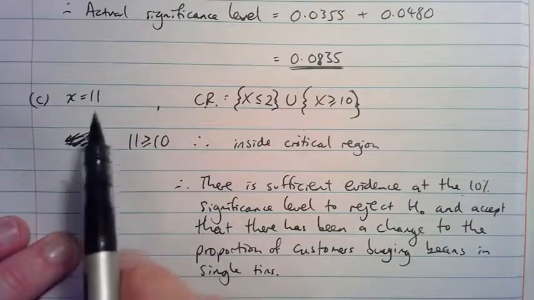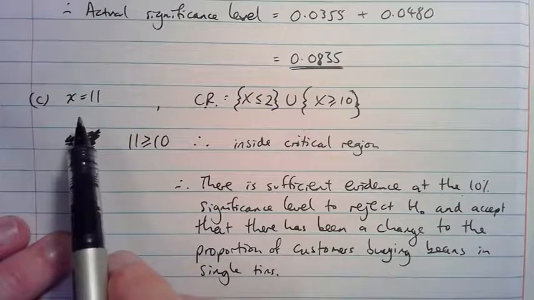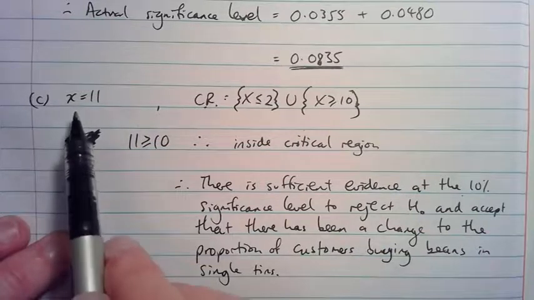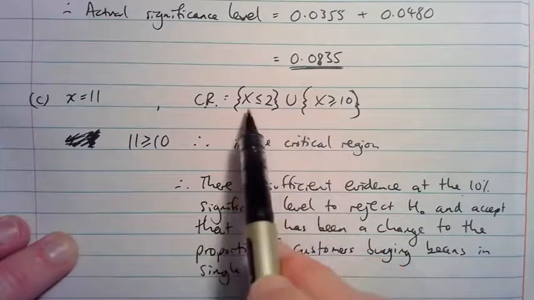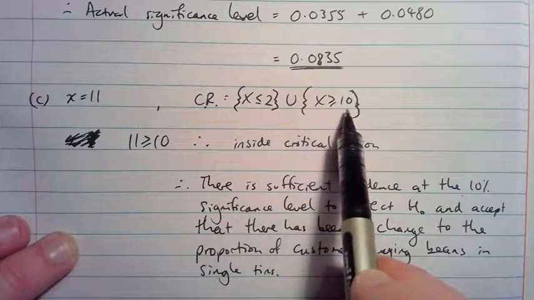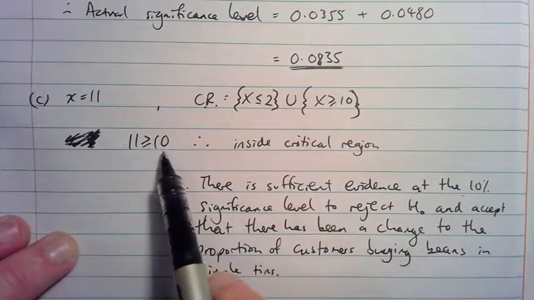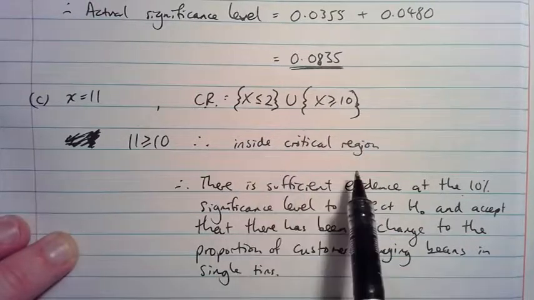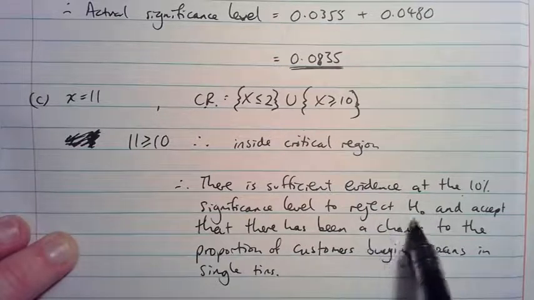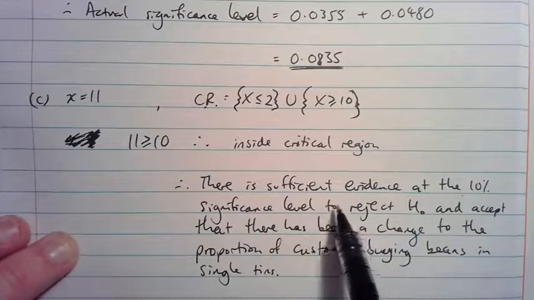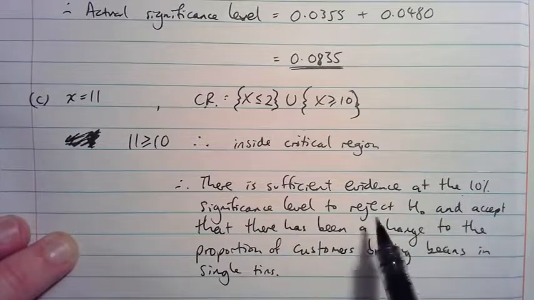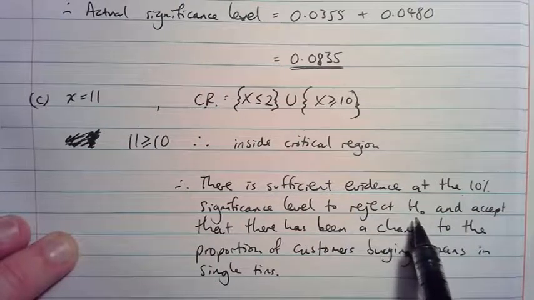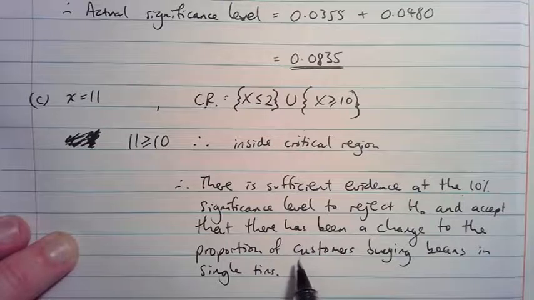Okay, in part C then we're told that the actual number of customers that, out of the 20, bought baked beans in single tins was 11. Now, this was our critical region, remember, x less than or equal to 2 or x greater than or equal to 10. Now, 11 is greater than or equal to 10, so therefore it's inside this critical region. Okay, and if it's inside the critical region, we reject the null hypothesis. So it tells us that there's sufficient evidence at this significance level of 10% to reject the null hypothesis and therefore accept that there's been a change in the proportion of customers buying beans in single tins.